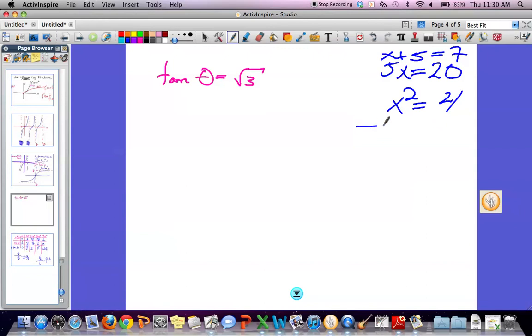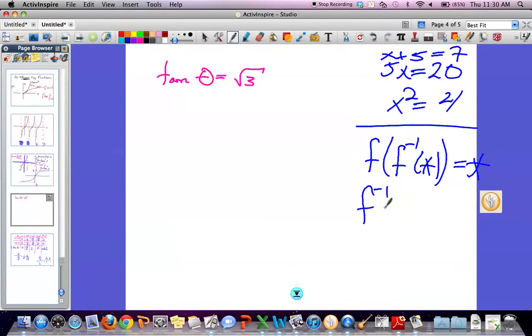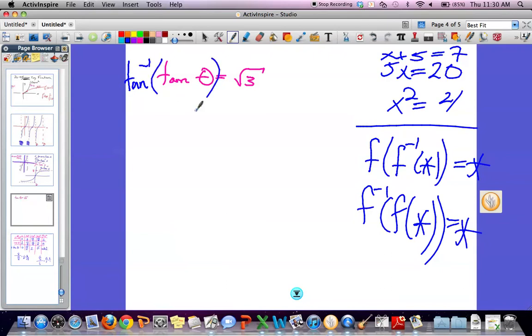Now, back to our notation from earlier, f of f inverse of anything is that thing, and the inverse of the function of something is also going to take you back to where you started. So what I would want to do on a problem like this is the inverse tangent of the tangent. The inverse tangent of the tangent is exactly this notation right here. I guess the second one, because we're doing the inverse of the function. So this gives me theta.